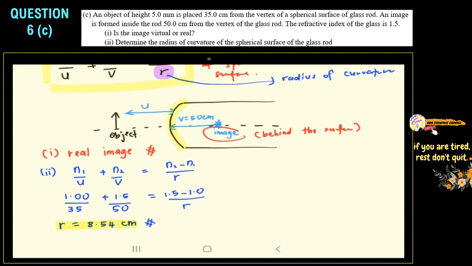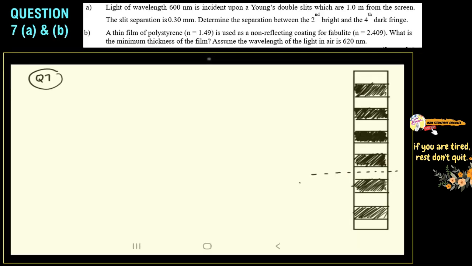Finish question number 6. Okay, so let's proceed to question number 7. Let's try to answer question 7A and B. Here it is given that light of wavelength lambda 600 nanometer is incident upon a Young double slit. So this is about double slits.